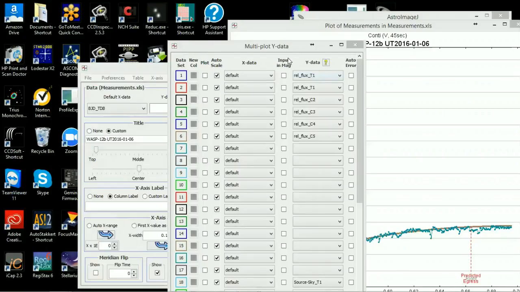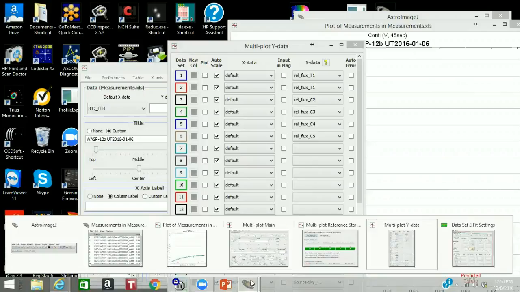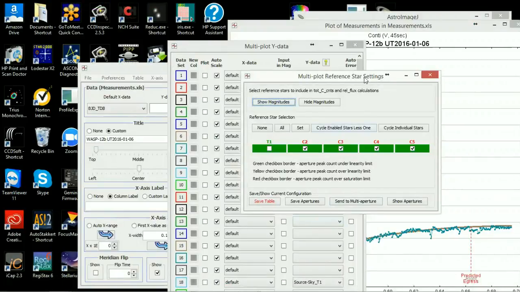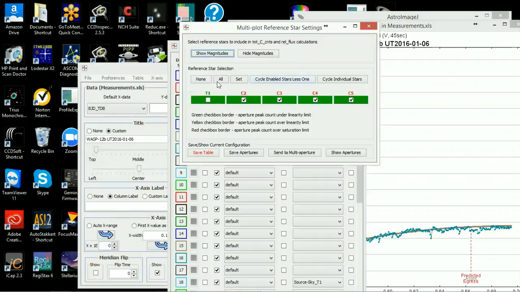So let's take a look at some of the other screens that popped up when we enabled the multi-plot main screen. One of them that you may have noticed came up is the multi-plot reference star settings. This screen is an indication of which comp stars are currently selected, as well as, of course, what the target is. In this case, it is T1. What we can use this screen for is to deselect comp stars that we believe are either variable or have a lot of scatter to them.